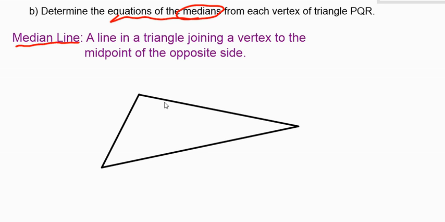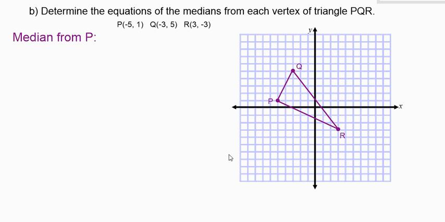So for example, here's a triangle. It's not the triangle we're talking about. But so for example, here's a vertex. Let's call it vertex A. And if I join this vertex to the midpoint of the opposite side, somewhere around here, then this line would be the median from A. Here's another vertex. Let's call it B. There's another median line because I could also draw the median from B if I joined this line to the midpoint of this side. So there's another median line. And of course, there's another one from the third vertex. So that's what a median line is. So let's do it for this triangle.